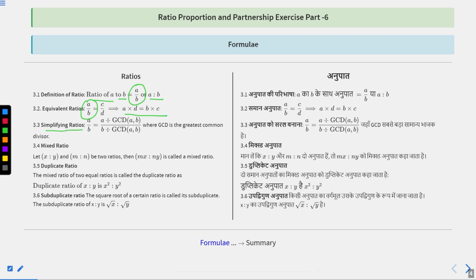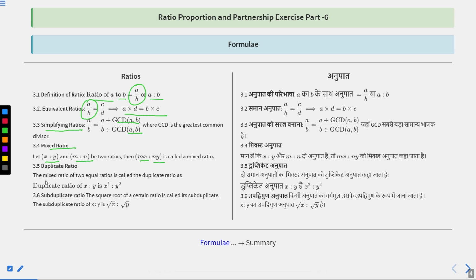What is the simplifying ratio? Ratios will always be in simplified form. It means their greatest common divisor will always be 1. Clear? So A upon B will be written in that form where their greatest common divisor should be 1. So we divide A and B by the greatest common divisor of A and B. Now what is the mixed ratio? When we have two ratios, let x ratio y and m ratio n, these two ratios written in the form mx ratio ny, then this ratio is called mixed ratio.